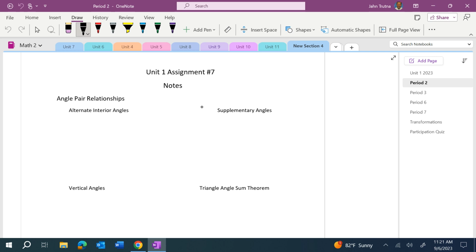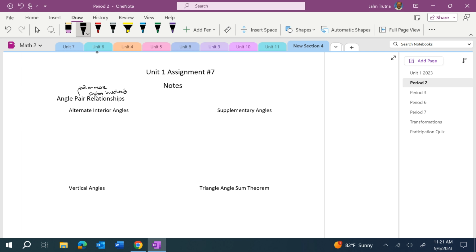Okay, so today in assignment number 7, we're going to be going over angle pair relationships. So what does that mean? Well, since there is a pair, it means that we are going to have 2 or more angles involved. So everything that we are going to be talking about today will involve 2 or more angles and the relationship that those angles have with each other.